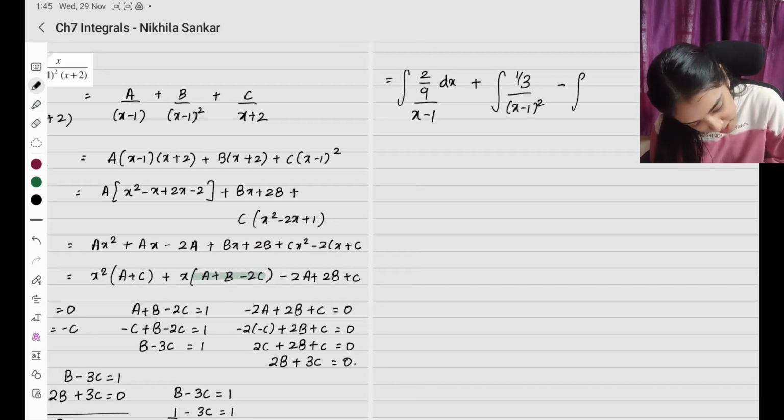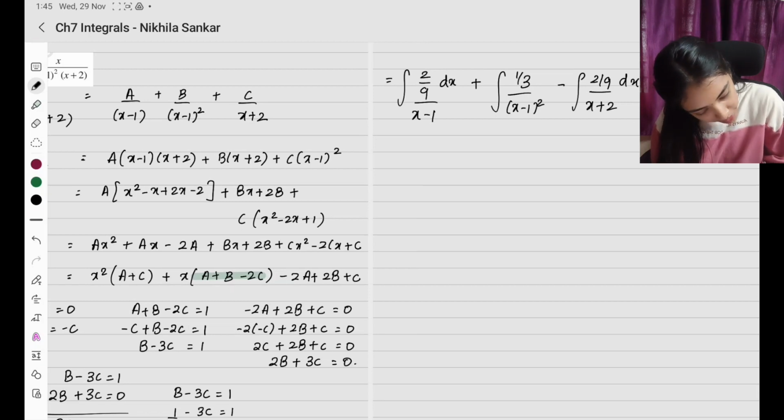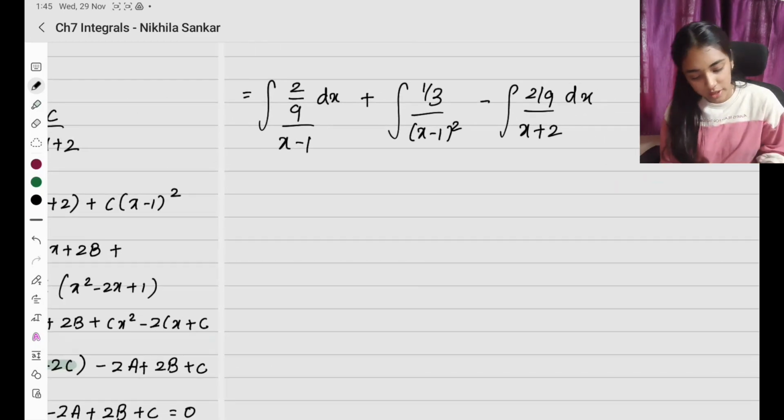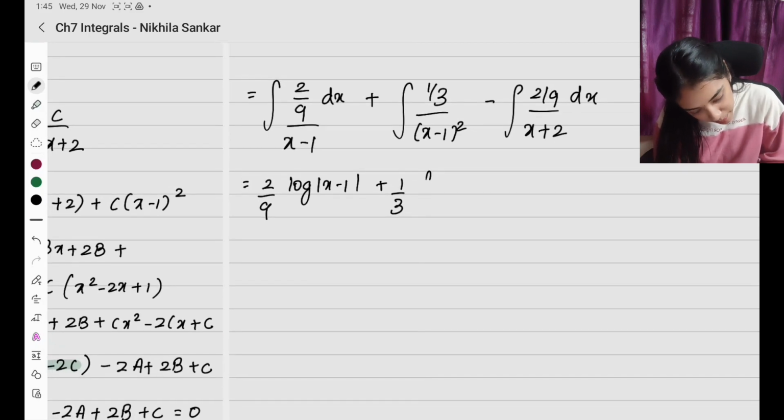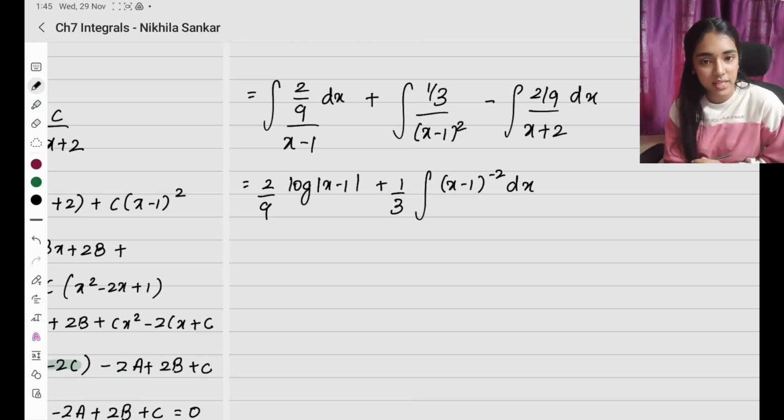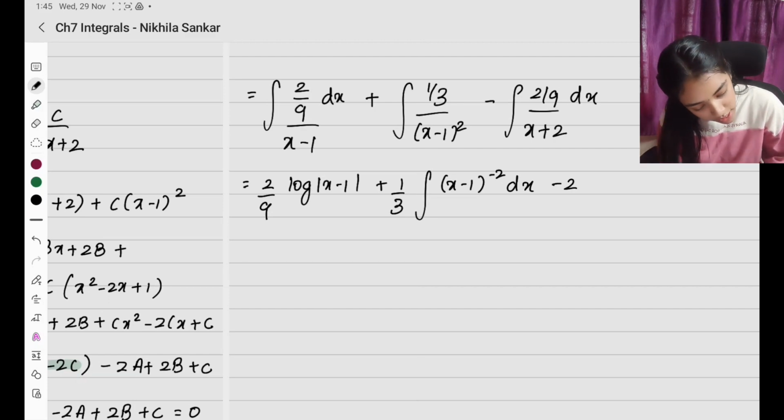So I have minus integral 2 by 9 divided by x plus 2 times dx. Okay, so this is what I got. 2 by 9 is a constant. Integral 1 by x minus 1 you know this. So log of x minus 1 plus 1 by 3 integral x minus 1 the whole power minus 2 times dx. In this way, sums like this, the numerator has to be taken out and placed.